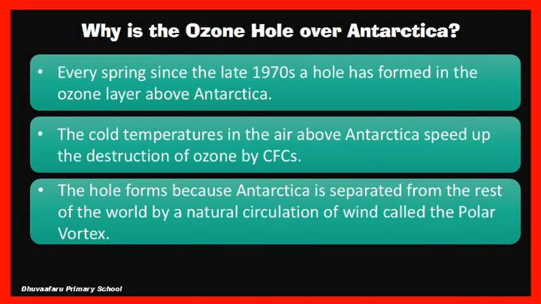Why is the ozone hole over Antarctica? Every spring since the late 1970s, a hole has formed in the ozone layer above Antarctica. The cold temperatures in the air above Antarctica speed up the destruction of ozone by CFCs. The hole forms because Antarctica is separated from the rest of the world by a natural circulation of wind called the polar vortex.